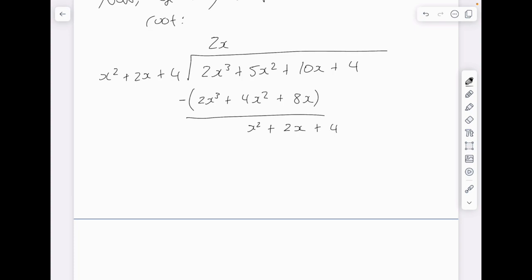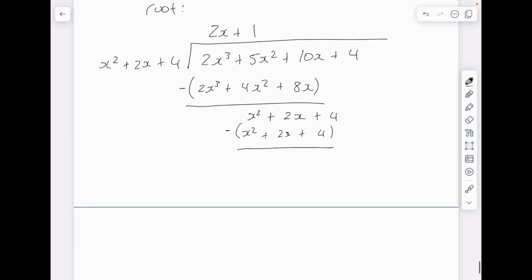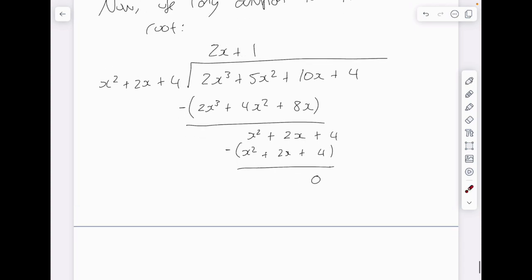Right. Okay. Now we're going to divide this back in, so x squared into x squared. That's once. That's going to give me x squared plus 2x plus 4. x squared minus x squared, well, 0. 2x minus 2x, 0. 4 minus 4, 0. Alright, so pretty simple equation here.